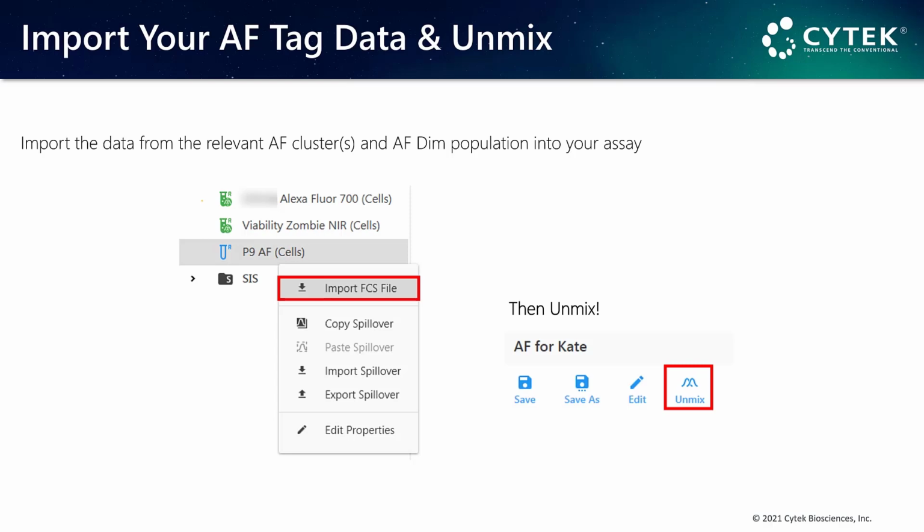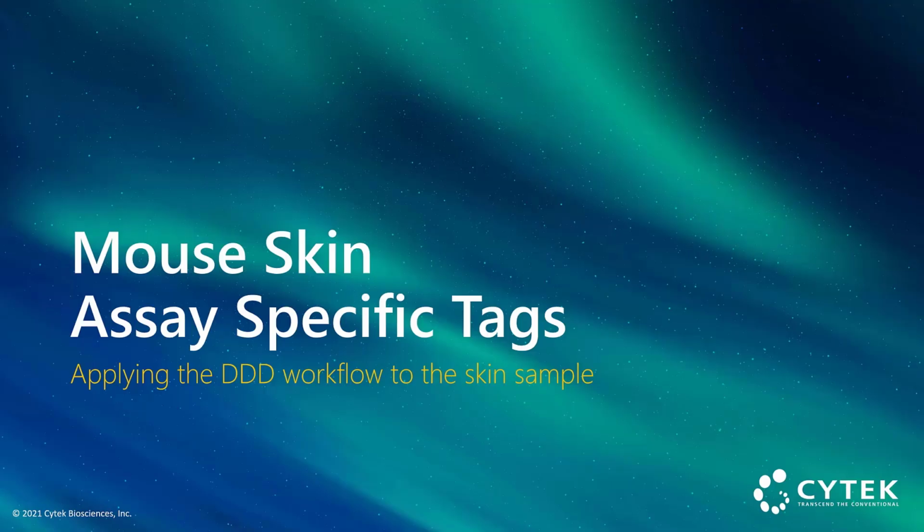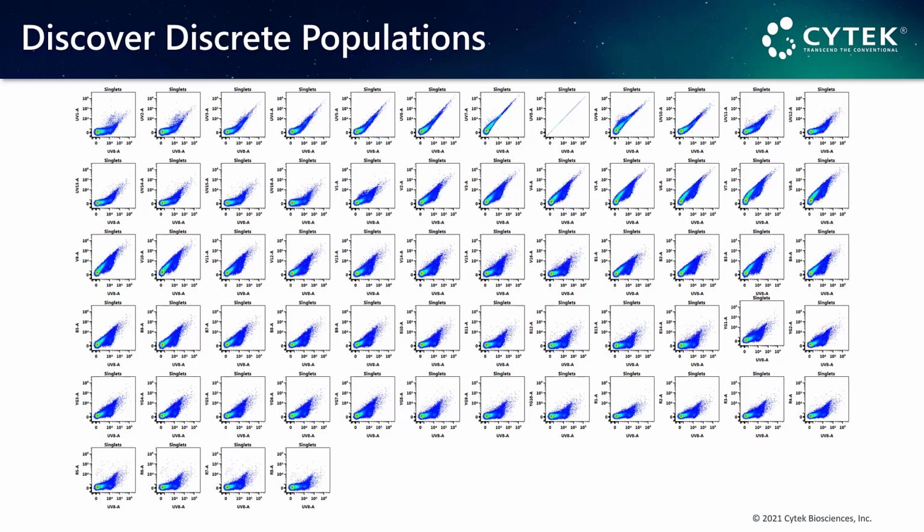So now that I've shown you this example with a fantastically diverse tissue type, let's apply this workflow to our mouse ear skin and compare our unmixing with and without our additional tags. When looking at our mouse skin sample, we observe the raw channel permutations to look for a combination that will best separate the sample into distinct populations.